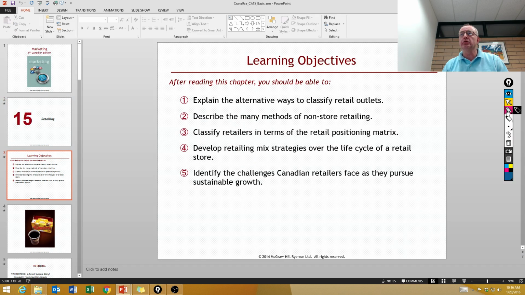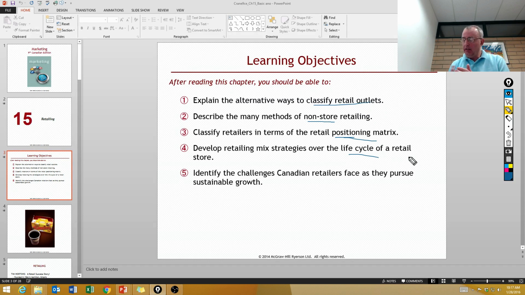Okay, so what do we look at in this chapter? Several different ways of classifying retail outlets, and then there's many different types of retailing that takes place outside of formal stores. So we have a whole bunch of these types of non-store retailing. And then we can classify retailers according to this retail positioning matrix. So this is the analogy between the four P's of marketing, product, price, promotion, and place or distribution. We can apply the same kind of concepts to retail stores themselves. And so we look at that.